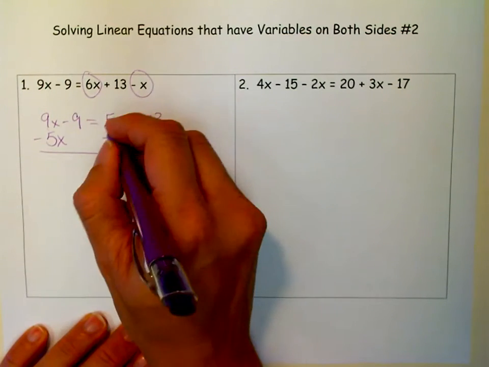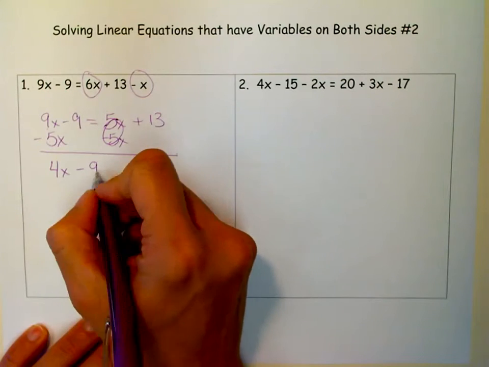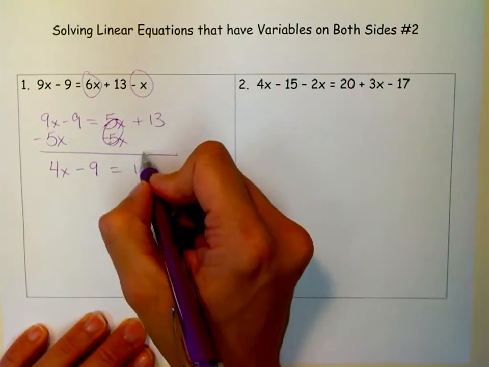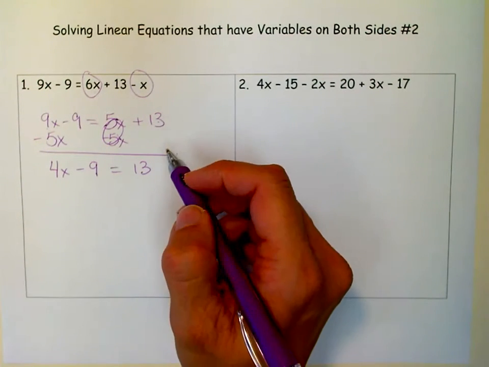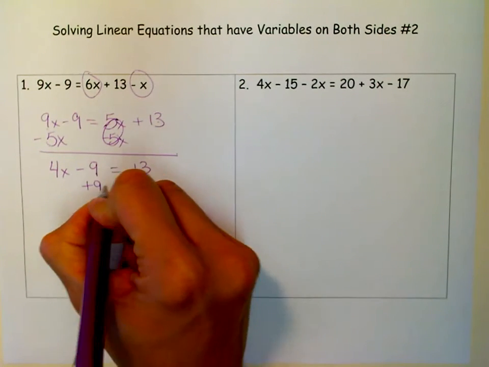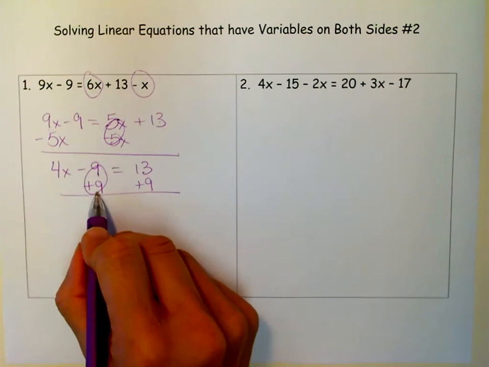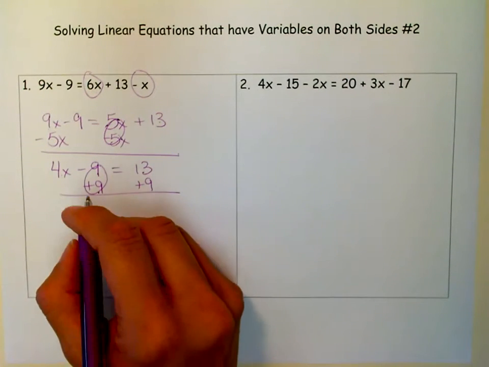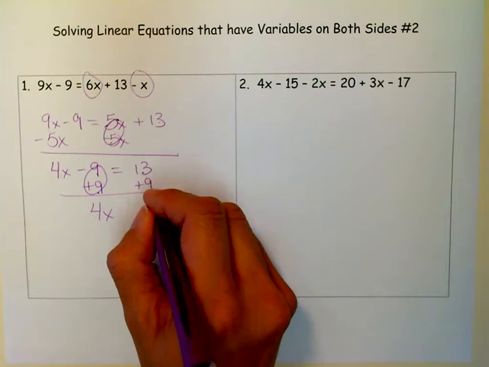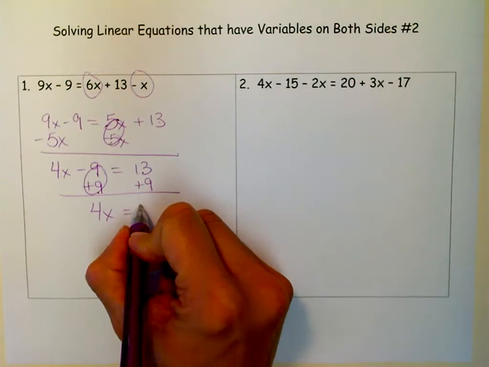So I minus 5x from both sides. 9x minus 5x is 4x. I bring down the negative 9, and I drop down the 13, because 0 plus 13 is 13. So since I moved my x terms to the left side, I want to move my constant terms, or my numbers, to the right side. Negative 9 plus 9 is 0, plus 4x is 4x, and 9 plus 13 is 22.